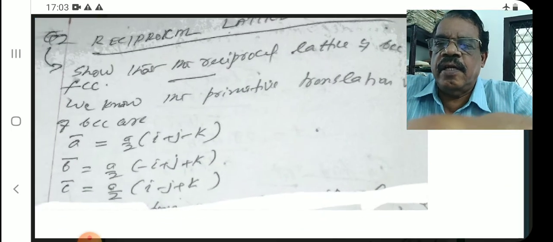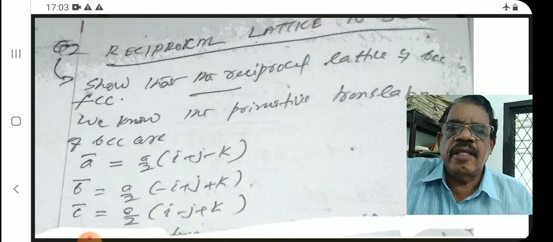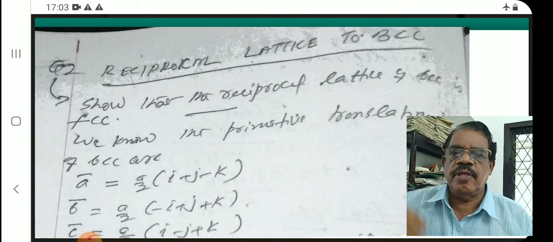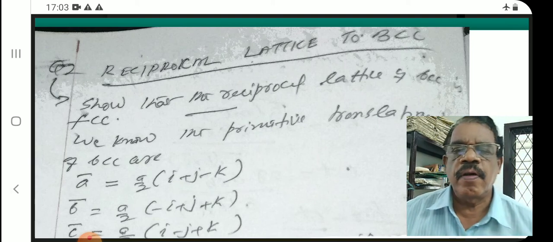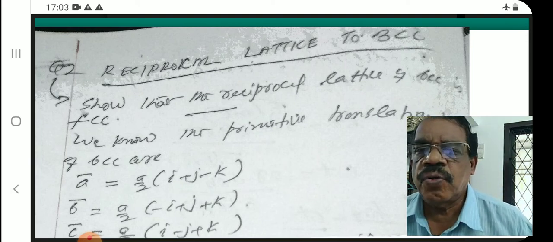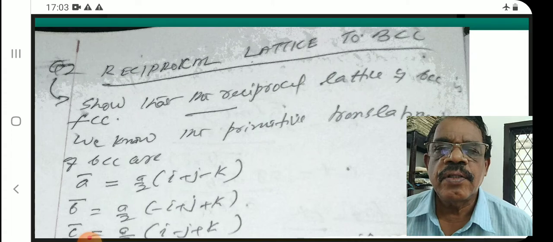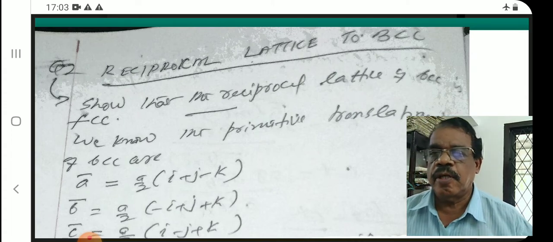Now we can see the next question, reciprocal lattice of BCC. Reciprocal lattice of BCC. The second part: show that the reciprocal lattice of BCC is FCC.